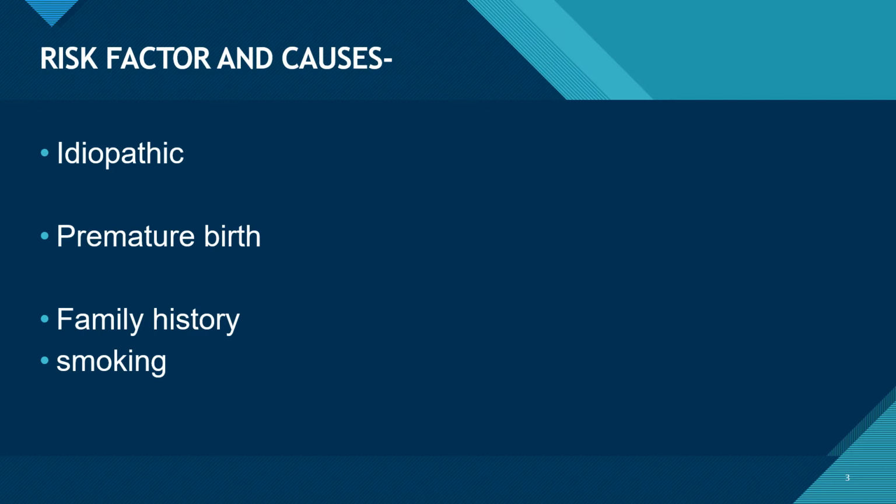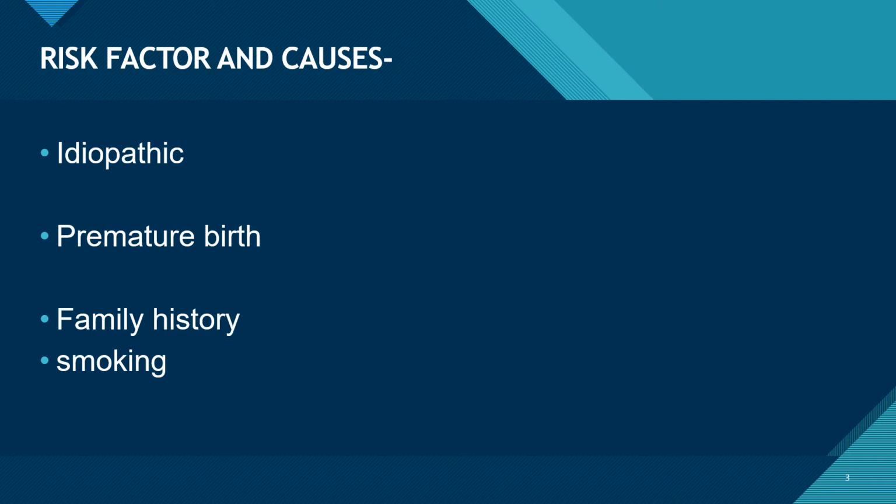Next is family history. If the parents or one of them have or had the disease, there will be chances that their child also develops that disease. Next is smoking. If the pregnant woman was smoking during her pregnancy, that will also lead to a baby with pyloric stenosis.